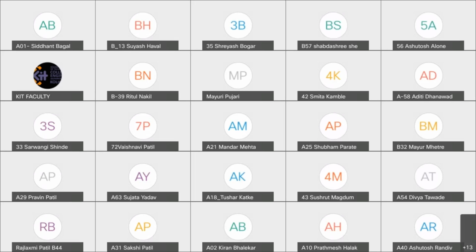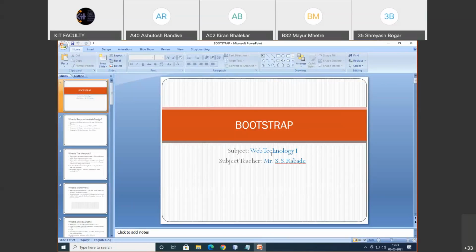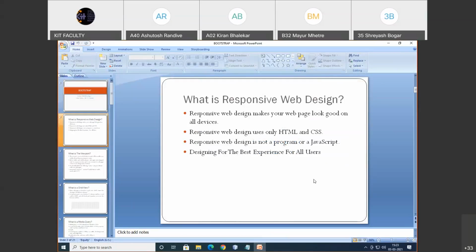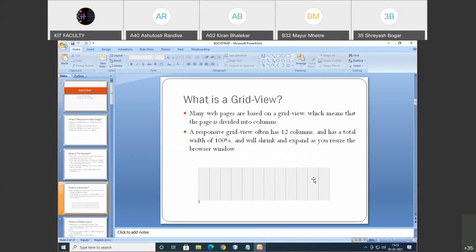So let's start our next part of the Bootstrap. Yesterday we covered what is responsive web page design, then what is the viewport, how to use the meta tag in our HTML page. Actually the meta tag is already available in the HTML5 version. This indicates the default width and default zoom level of your web page on the target device. Also we checked what is grid view.